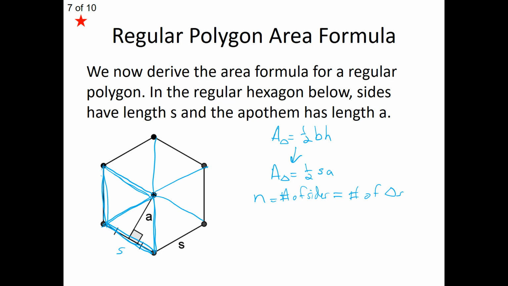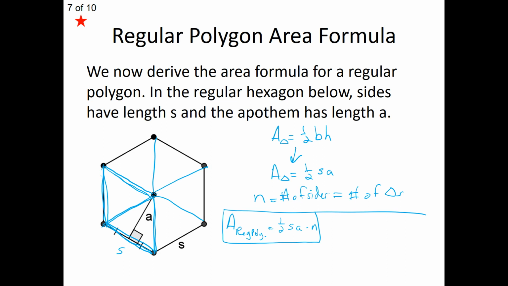And since we know the area of that triangle, which is 1/2 times the side length times the apothem, we can then generate our area of the regular polygon. So the area of our regular polygon is equal to the area of our triangle, 1/2 the side length times the apothem, times the number of sides of that regular polygon. And there we have it. There is our area formula for a regular polygon. This is the one that I typically prefer.